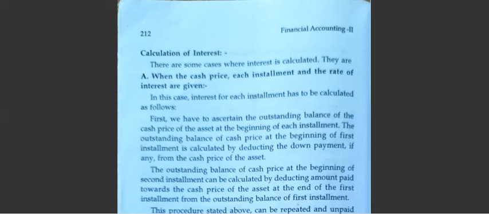The first one is calculation of interest. Under that, the cash price, each installment and the rate of interest are given. What does cash price mean? When you pay the total amount for a particular machinery or any asset, it is called the cash price. Each installment: when you buy goods on the hire purchase system, there will be installments. So each installment amount is given, and the rate of interest. These three pieces of information are given in the problem. In that case, how do we calculate the interest?